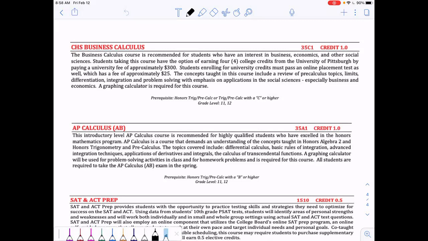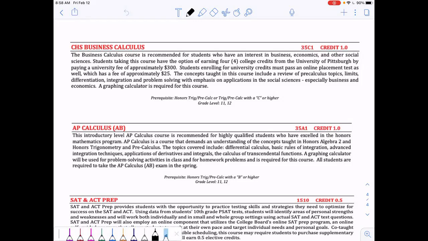February 22nd is a Monday, a week from Monday, when you can start scheduling for classes. And because you're in honors Trig and Pre-Calc, the next step for you would be to either take our CHS Business Calculus class or our AP Calculus class. That would be if you're continuing on the same path, what you would take after this class.